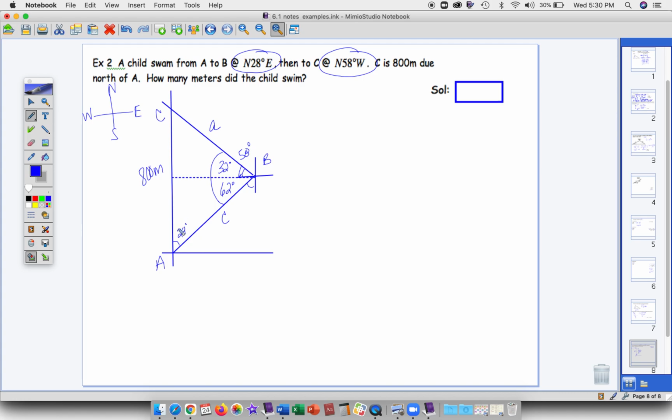So now I know 2 angles of the triangle, which means I actually know all 3 angles of the triangle. That gives me enough, along with this side, to solve for sides C and A. So go ahead and do that. Find those side lengths, pause the video, add them up to get the total number of meters the child swam, and then come back when you're done. We'll compare our final answer here.